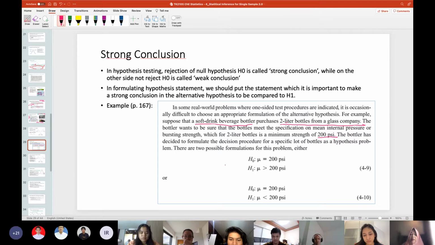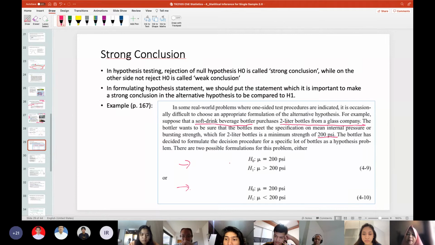So what do you think, based on this, which leads to a strong conclusion? Which formulation should we choose, this one or the second one? The bottles need to meet the specification of a minimum strength of 200 psi, so minimum strength. Which one do you think is the better alternative hypothesis compared to the other?